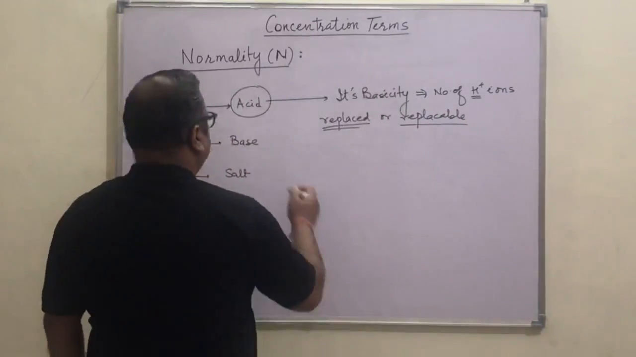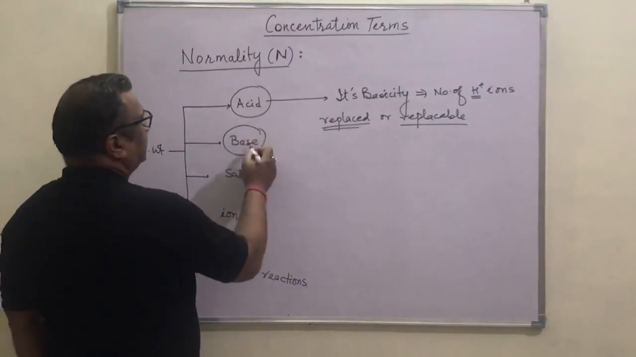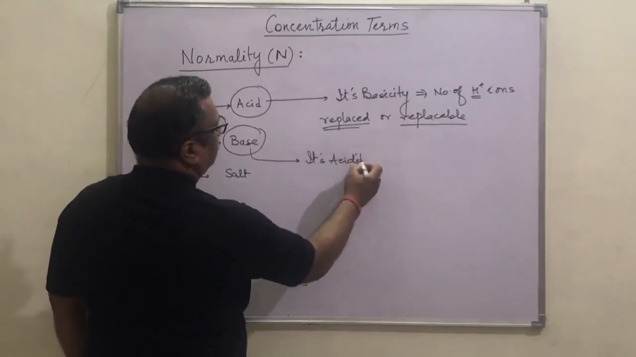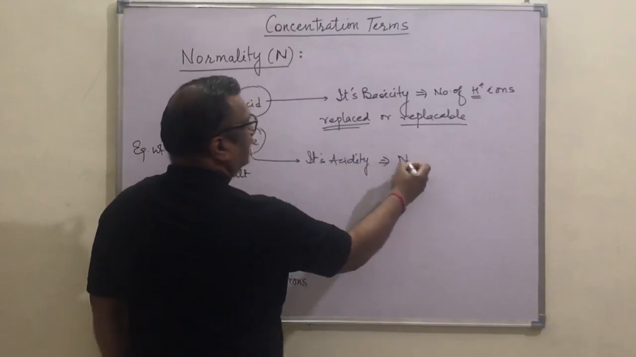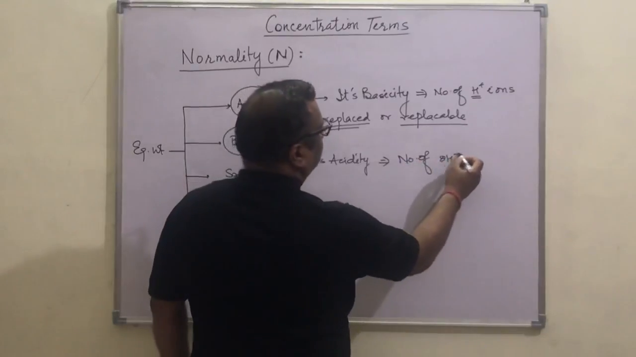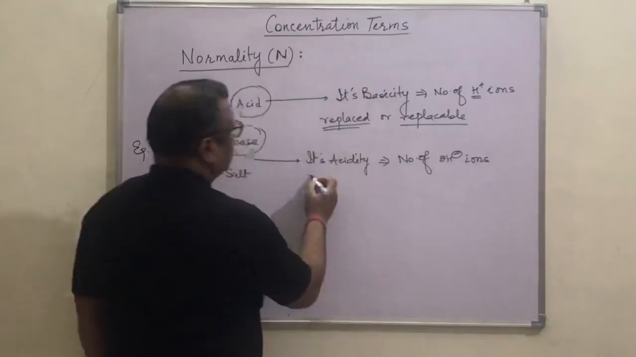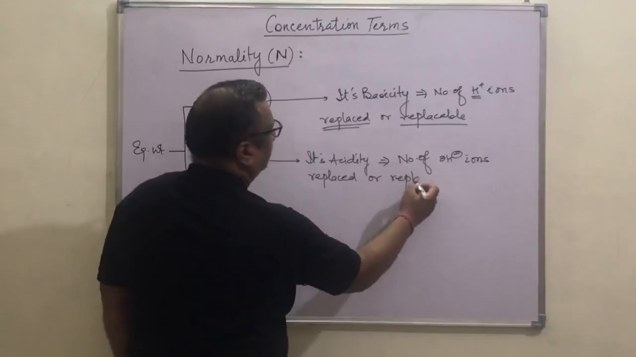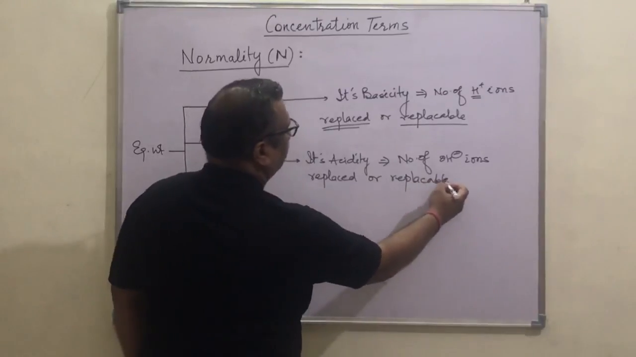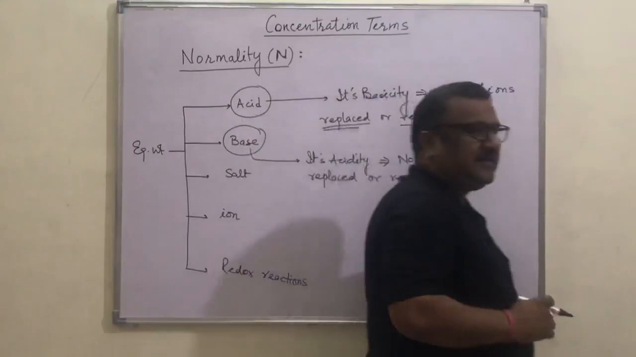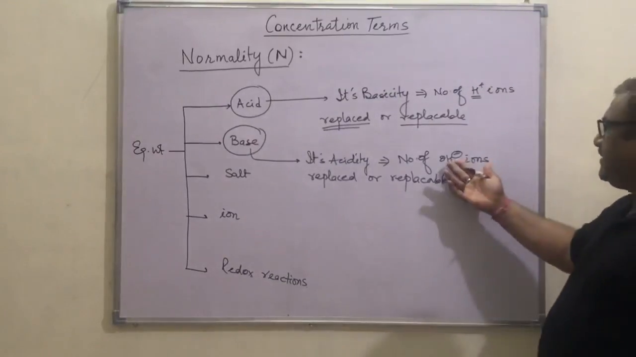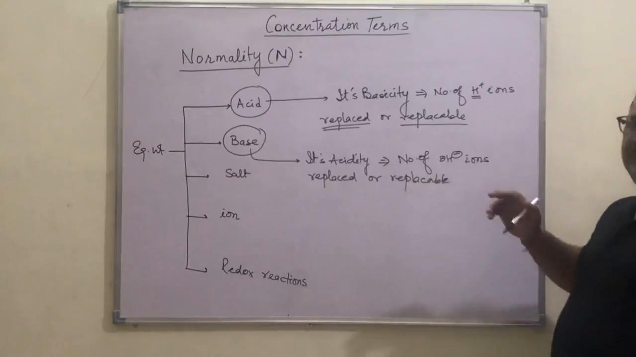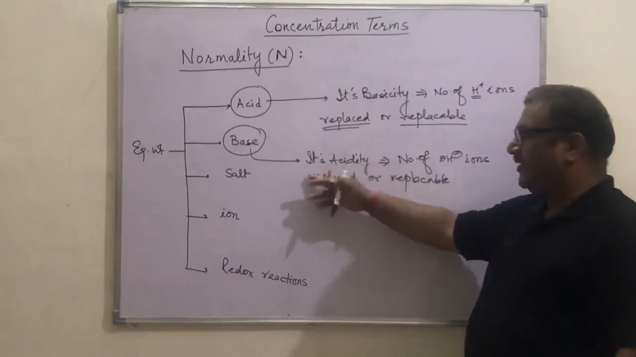For the bases, if we want to calculate the equivalent weight of a base, then we will say its acidity of base is equal to the number of hydroxyl ions replaced or replaceable. Again, the same criteria is there. Acidity of base means how many hydroxyl ions are there in the base which it can furnish, which are replaceable or which are actually replaced.